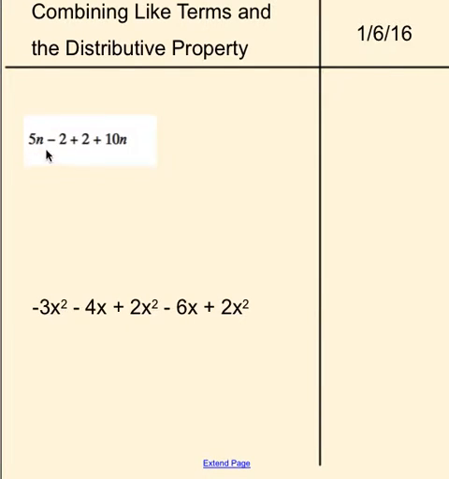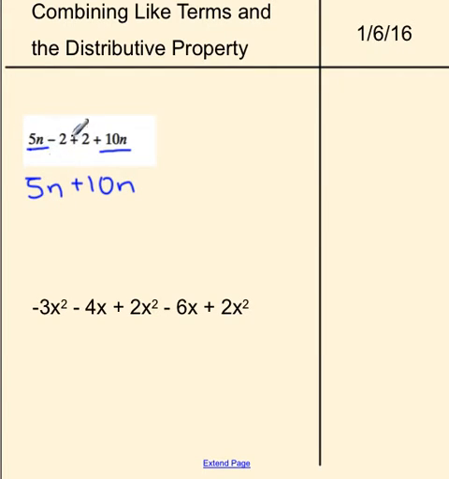So if we look at the first one, what I like to do is underline anything that has one variable. I underline it once. So here 5n has a variable and 10n has a variable. When you're underlining, be sure your underline covers the sign in front too, so you can keep track of the signs. So those are like terms. So I've got 5n plus 10n.